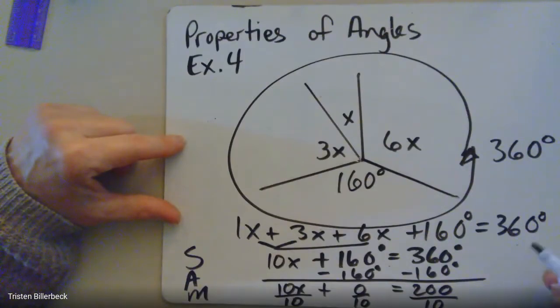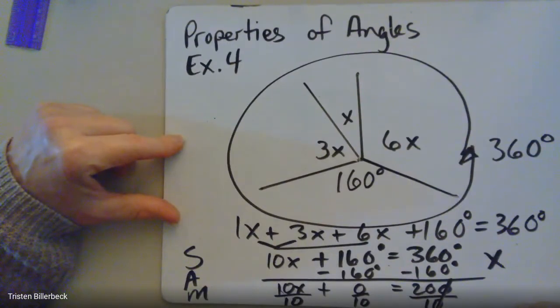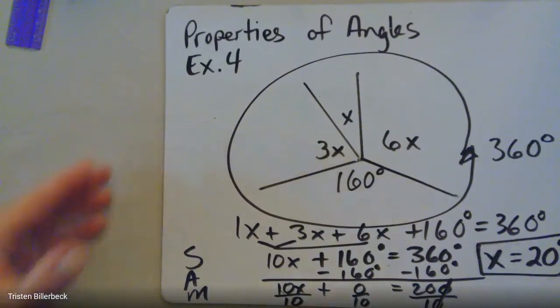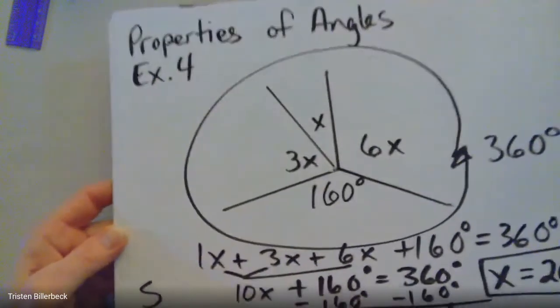So let's move over here. We have 10x divided by 10, which is actually just x. And if we take a 0 out from the top and the bottom, 20 divided by 1 is, if you don't know, how many ones are in 20? That would be right, 20. So 20 divided by 1 is just 20, so x is 20 degrees. Very good. All right, now for our next example.